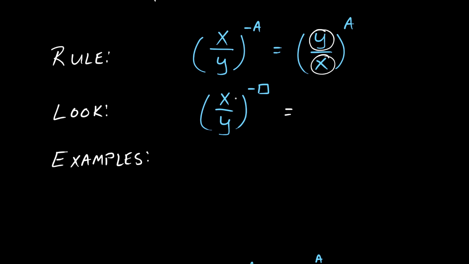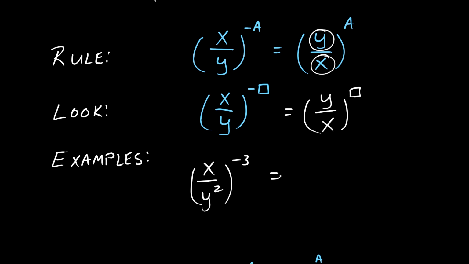So if you have x over y or any fraction raised to a negative exponent, you can switch the numerator and the denominator, and it's now raised to a positive exponent. An example might be, let's take something as simple as x over, we'll say y squared, and we'll say that's to the negative third. Well, that's simply going to be y squared over x, and now it's all raised to the positive third.